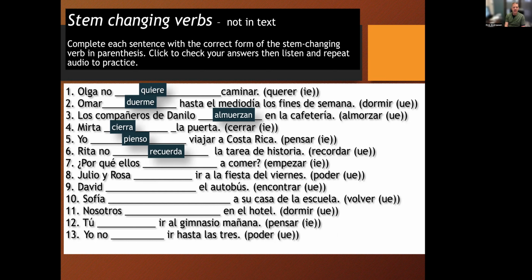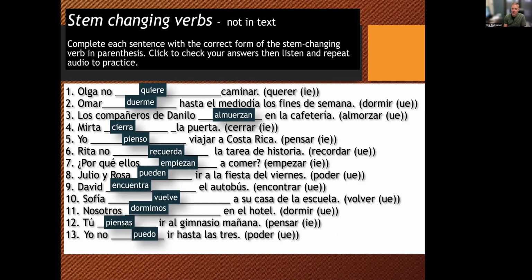Número 7. El verbo empezar. ¿Por qué ellos empiezan a comer? Número 8. Julio y Rosa pueden ir a la fiesta del viernes. Número 9. David encuentra el autobús. Número 10. Sofía vuelve a su casa de la escuela. Número 11. Nosotros dormimos en el hotel. Número 12. Tú piensas ir al gimnasio mañana. Y número 13. Yo no puedo ir hasta las 3.